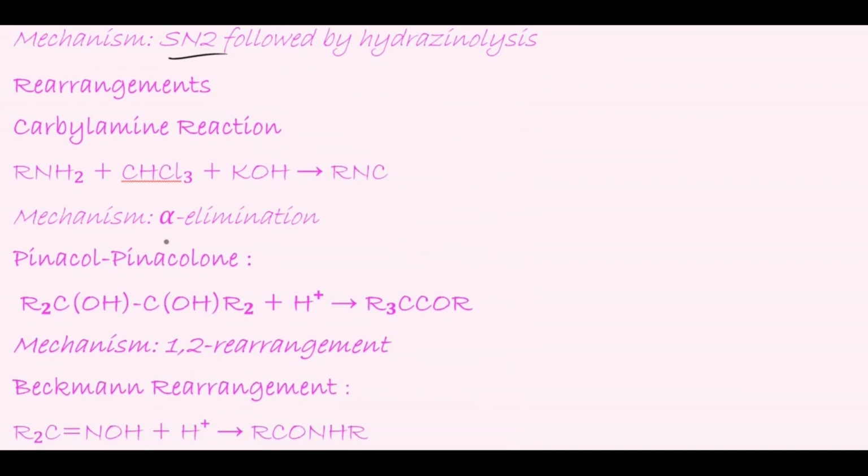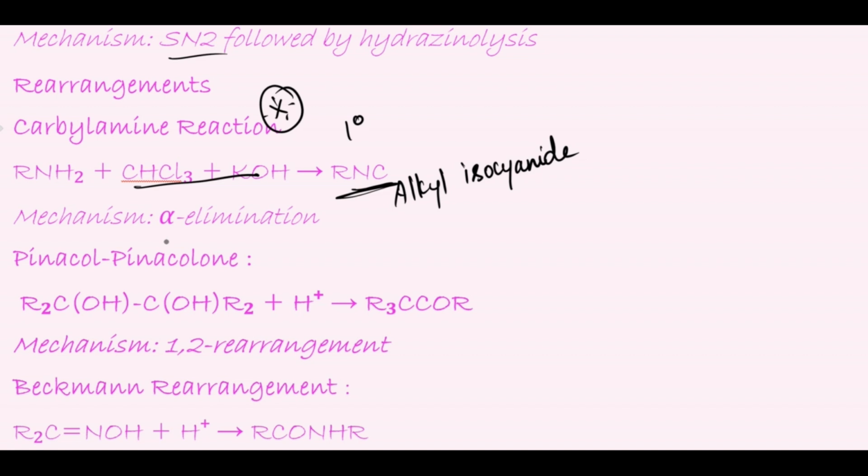Then let's talk about the rearrangements. Carbylamine reaction. You can see alkyl isocyanate will be forming over here, NC, and this is also for primary amine. The question can be asked from this part also. What are the reacting mixtures present in the carbylamine reaction, or what is the end product? Super important reaction in the amines chapter. Amine is reacting with chloroform and KOH, that is giving alkyl isocyanide.